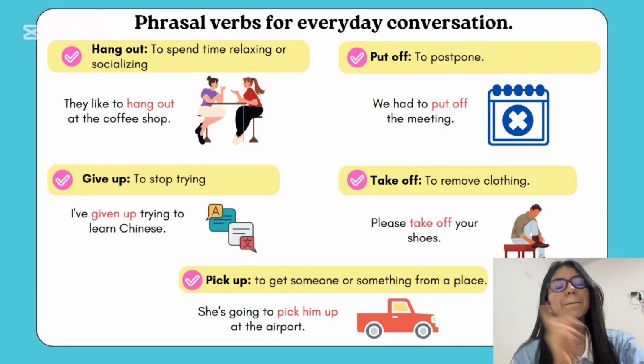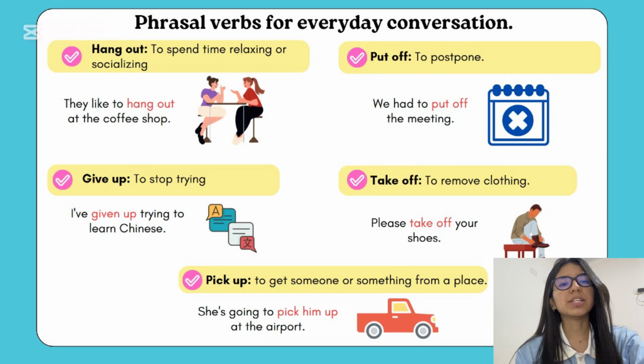And finally, pick up, to get someone or something from a place. She's going to pick him up at the airport. What can you notice here? Him is the object pronoun and is placed between the verb pick and the particle up.